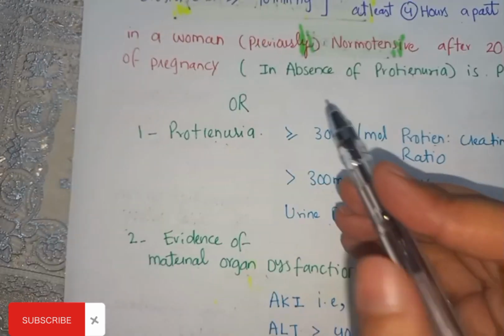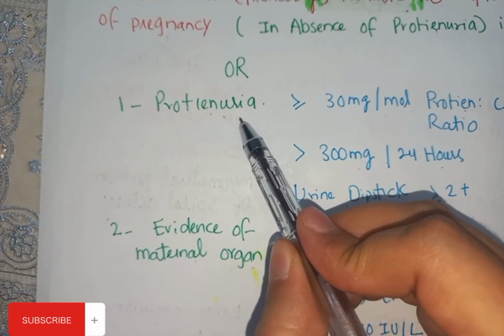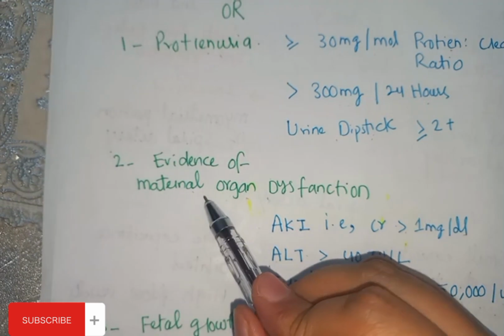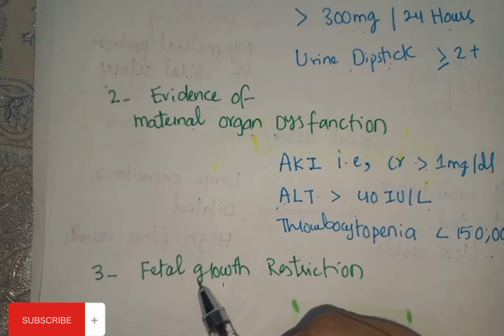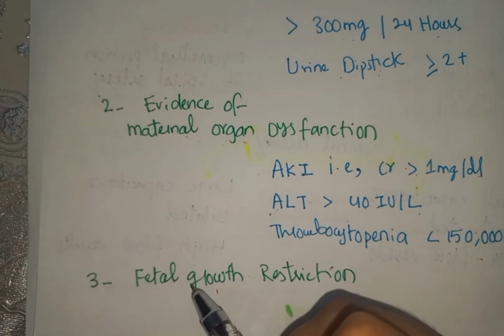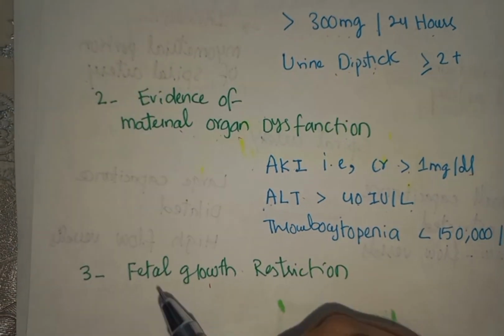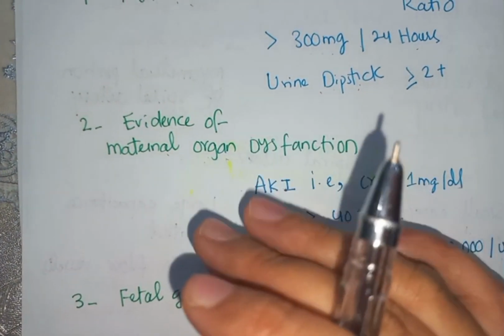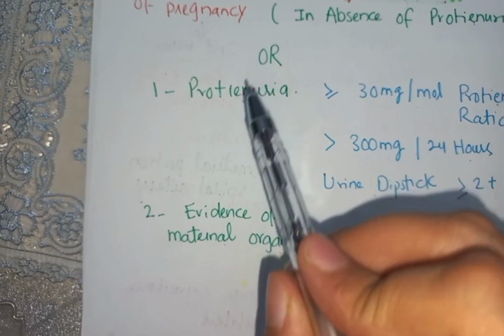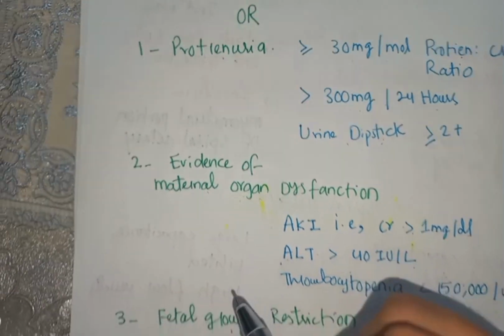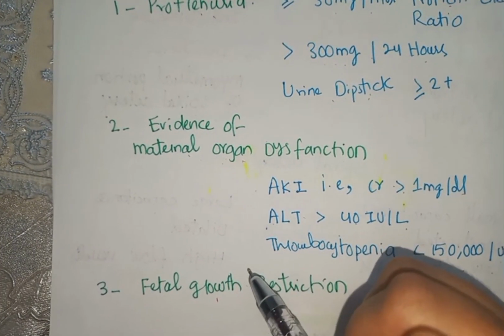Or if it is associated with proteinuria, evidence of maternal organ dysfunction, or fetal growth restriction, it is known as preeclampsia. So the differentiating point between PIH and preeclampsia is the presence of proteinuria, maternal organ dysfunction, and fetal growth restriction.